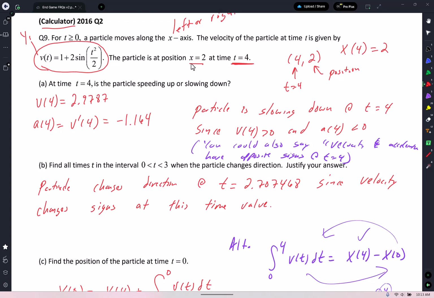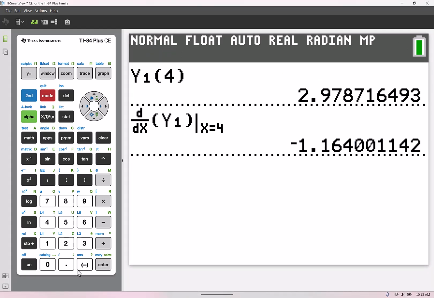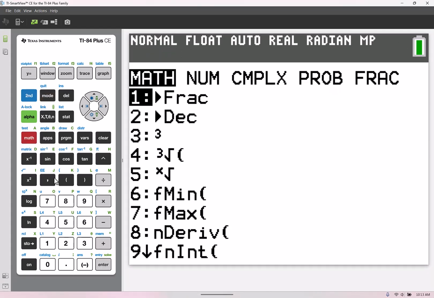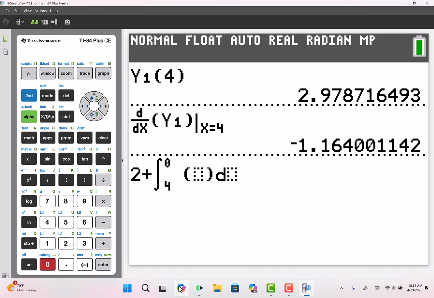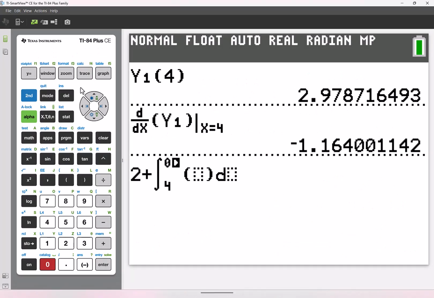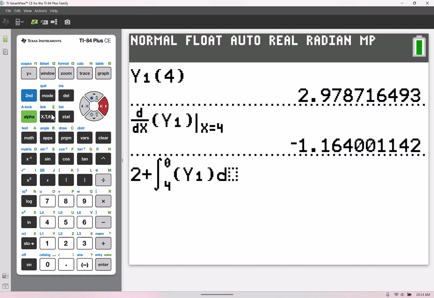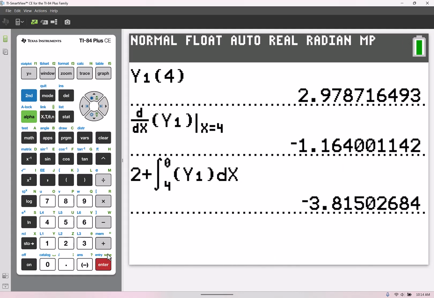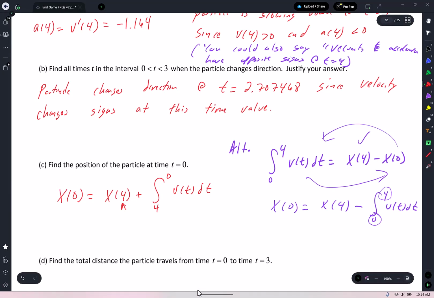X of 4 is 2. So I'm going to go integral. So second quit, 2 plus math 9. And I'm going to go from 4 to 0 of velocity. Alpha trace y1, and I put an x in here, push enter, and there it is, negative 3.815. X of 0 is negative 3.815. We'll look at the rubric in a little bit, guys.